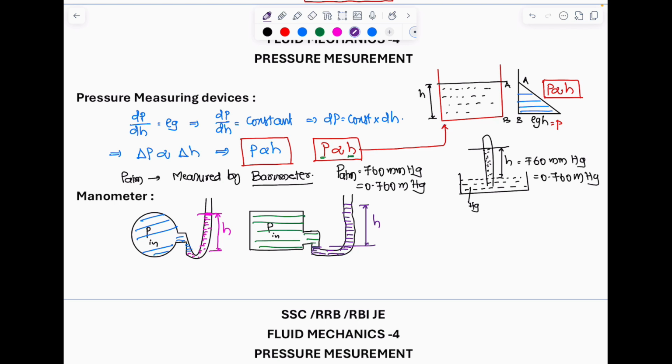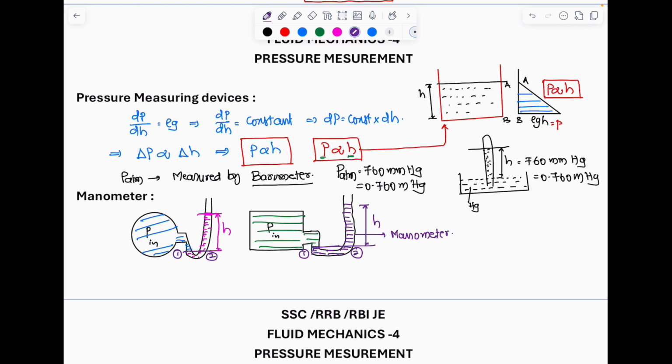And this cross section I will call as 1, and this as 2, and this as 1, and this as 2. Now, this arrangement is called a manometer. Manometer tubes. These are manometer tubes.